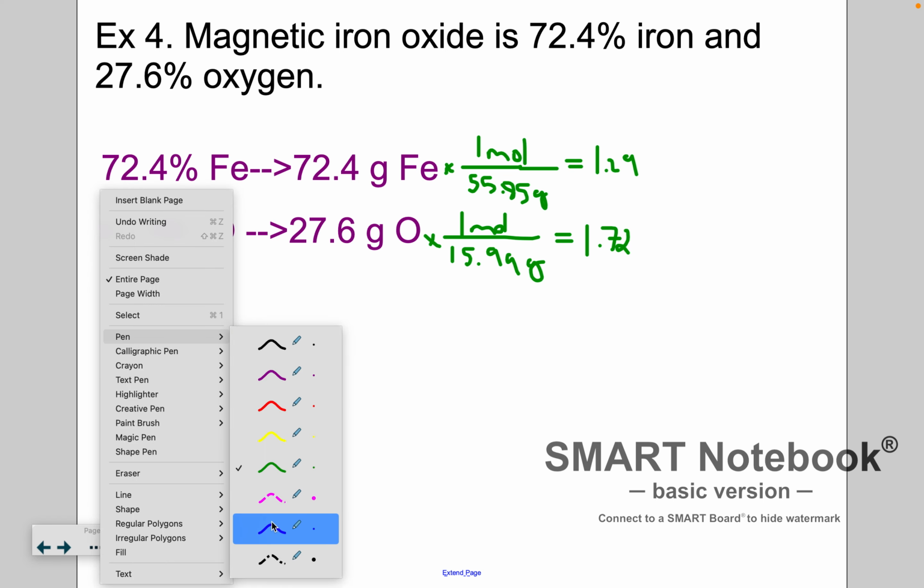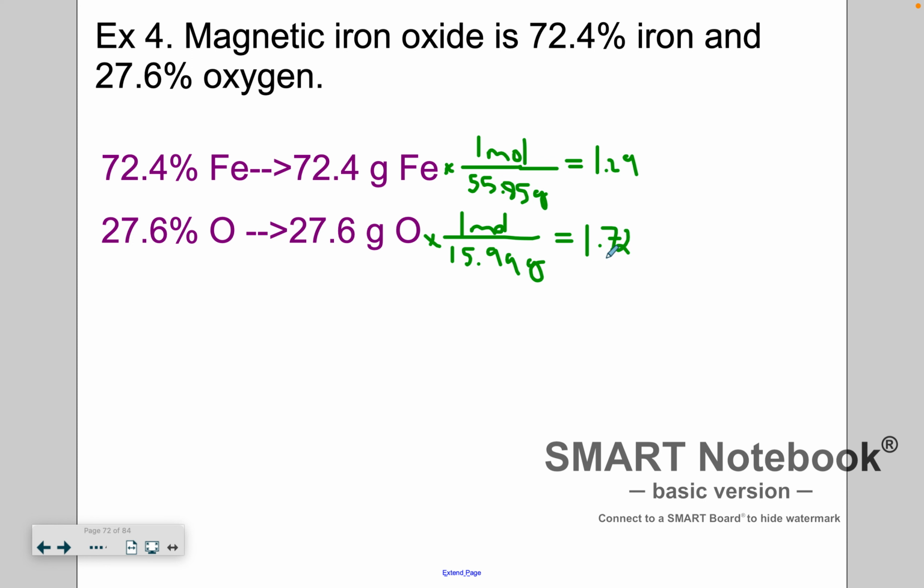Final step is look at your moles, find the lowest, and divide everything by the lowest. So the 1.29 is the lowest here. So I'm going to divide by the 1.29. So I get a 1 up here. And then when I take 1.72 divided by 1.29, I get a 1.33. Oh, man.